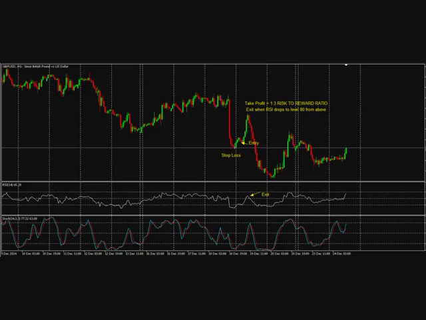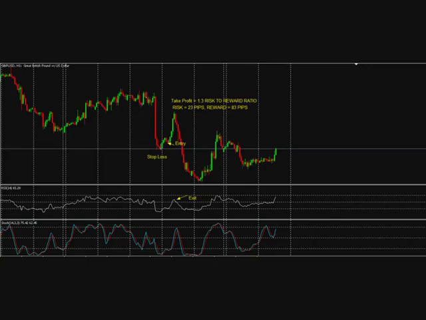And again, you keep your stop loss below the low and target a 1:3 risk to reward ratio, or you can exit manually when RSI drops to level 80 from above on the H1 time frame. And on this particular trade, a 23 pips risk gave a reward of 83 pips.